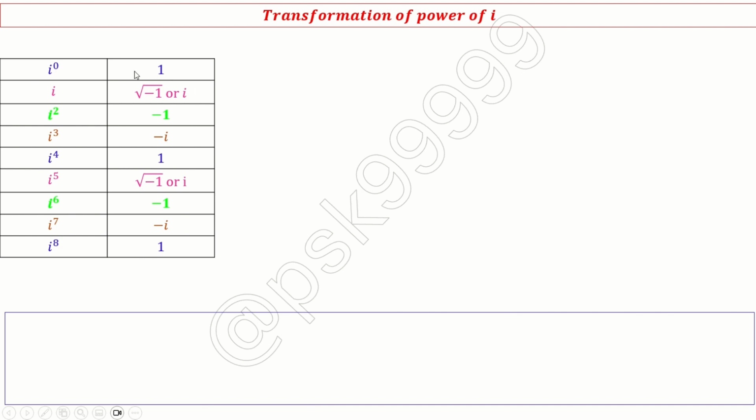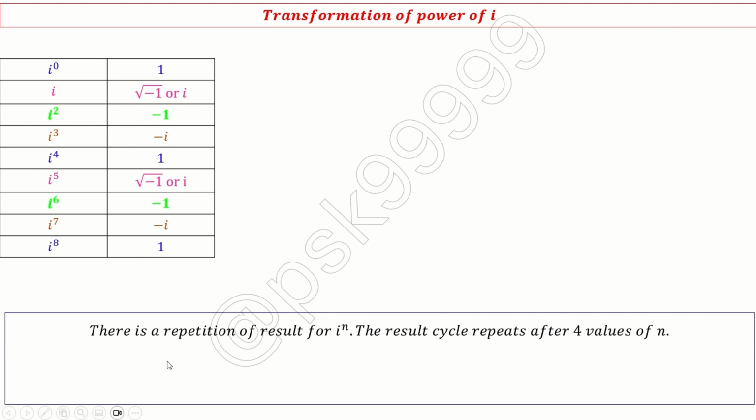After every power of 4, the cycle of i power n repeats. So there is a repetition of the result of i power n. The result cycle repeats after 4 values of n, which means you can do modulo 4 and then find out what the value is. So i power n equals 1, i, minus 1, or minus i, depending on n modulo 4: 0, 1, 2, 3. If n modulo 4 is 0, you get 1; if it is 1 you get i; 2 you get minus 1; 3 you get minus i.